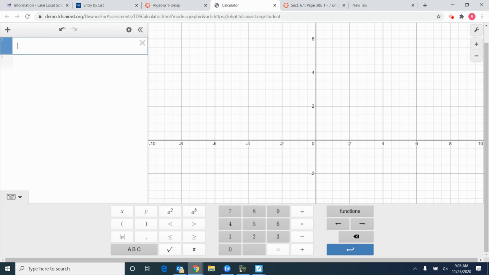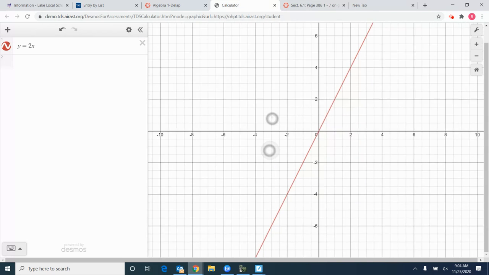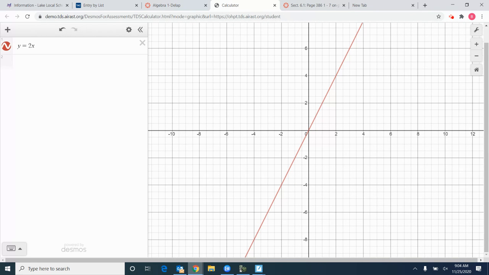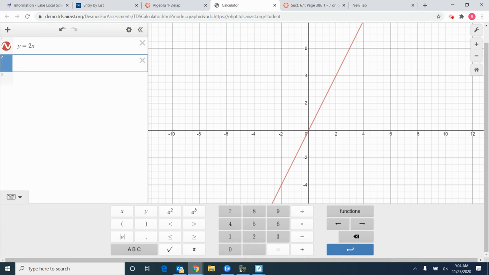If I go into y and put y equals 2x, it's going to graph it. It gives you the y-intercept, which is 0, and the slope, which is 2. You got to watch the scale because they changed the scale. Not everything is 1 unit. You can change that by zooming in or out with the minus and the plus.